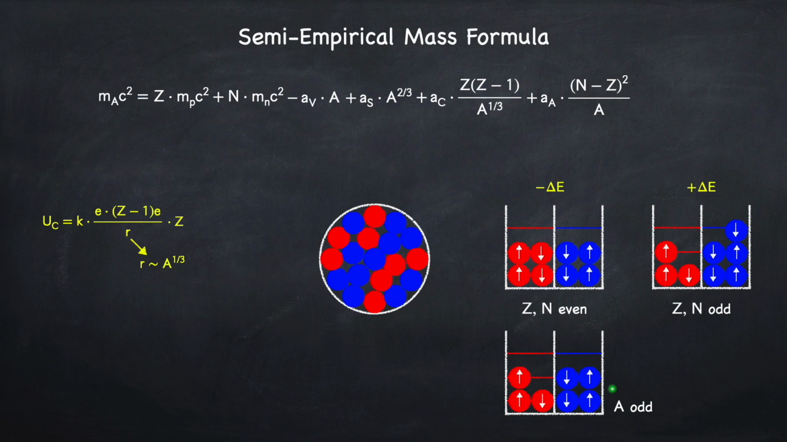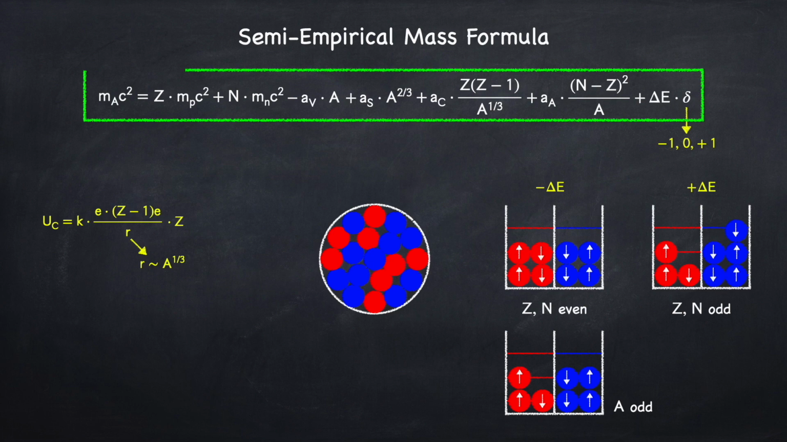Now we have to write this mathematically somehow into our semi-empirical mass formula. And the way this is written is by adding a term that's delta E times this number little delta, where little delta can be either -1, 0, or +1, depending on which configuration you're in. If Z and N are even, this is negative delta E, so we have -1. If A is odd, then delta is 0, and if Z and N are both odd, then delta is +1. And that's it. That's the semi-empirical mass formula.